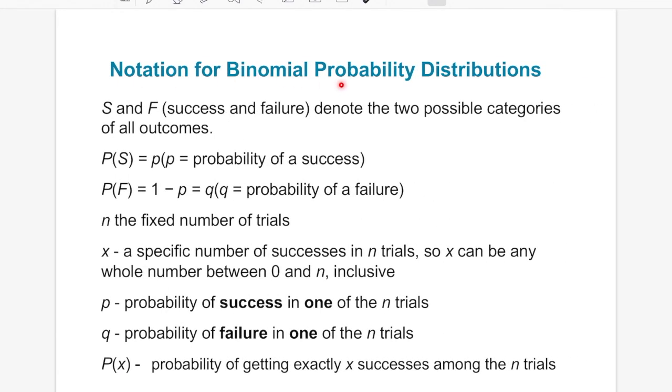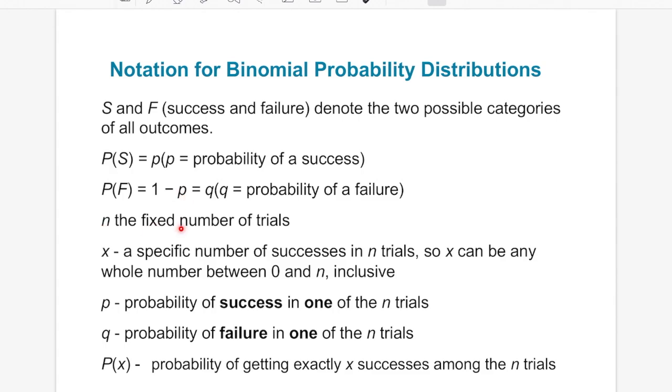Notation for binomial probability distributions. S and F stand for success and failure. They denote the two possible categories of all outcomes. P of S stands for the probability of success, which is P. P of F stands for the probability of failure, which can also be called Q, equal to 1 minus P.